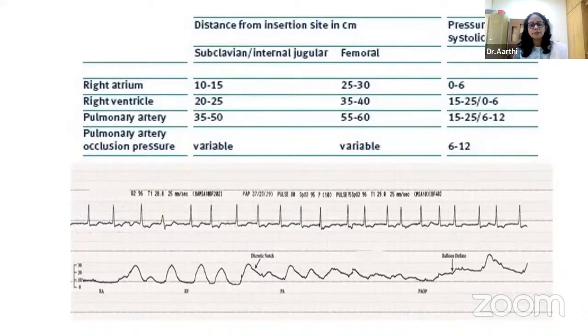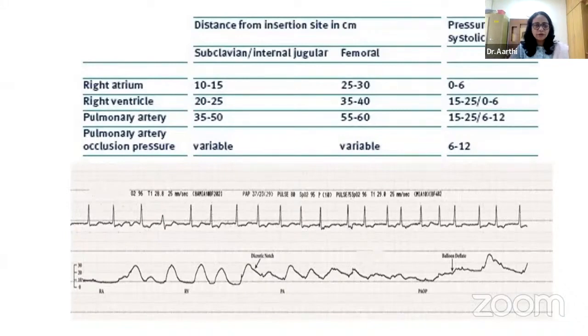So the normal right atrial pressures would be 0 to 6, where you see a central venous waveform. And once the right atrium is passed and the right ventricle is reached, there is a systolic pressure upshoot up to 15 to 25 millimeters of mercury, and it returns to a baseline equal to the right atrial pressure.